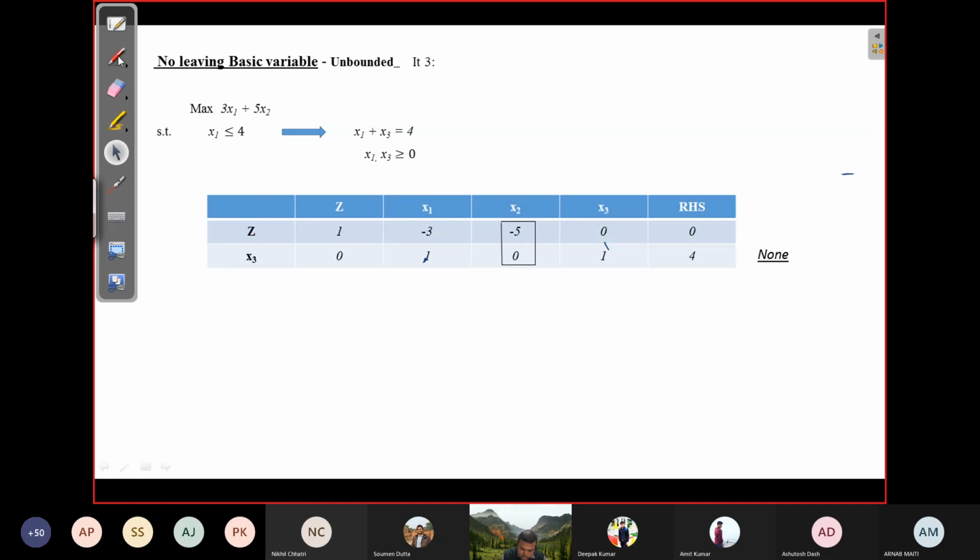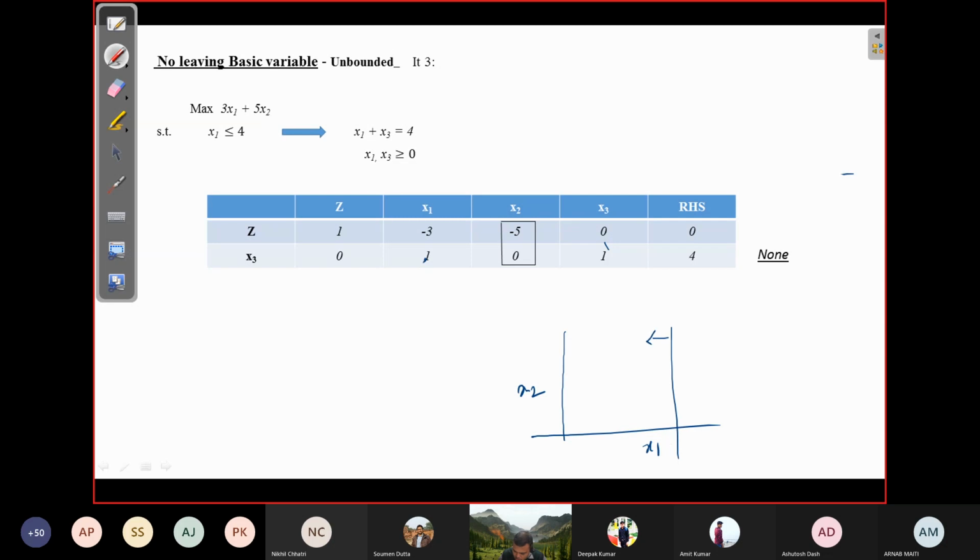Now, another problem could be there. These are called special cases of simplex, where many things can happen. One, we have shown a degenerate solution. Another problem could be there. Suppose in this problem with x1 and x2, I have this problem: max 3x1 plus 5x2 subject to x1 less than or equal to 4.